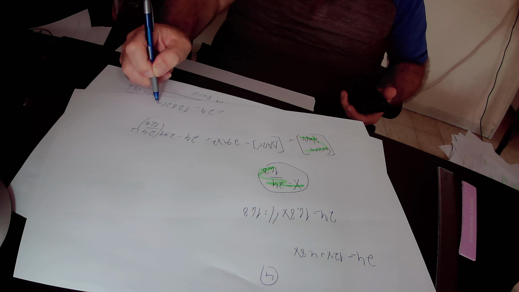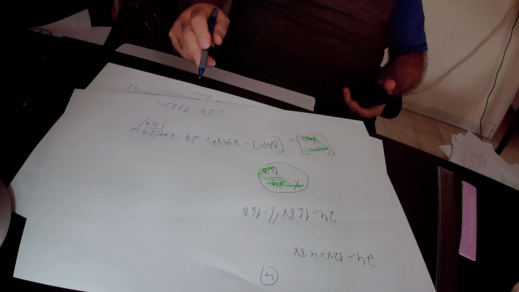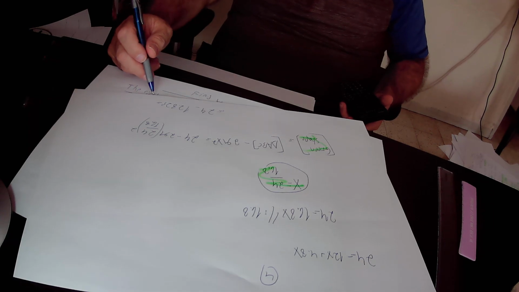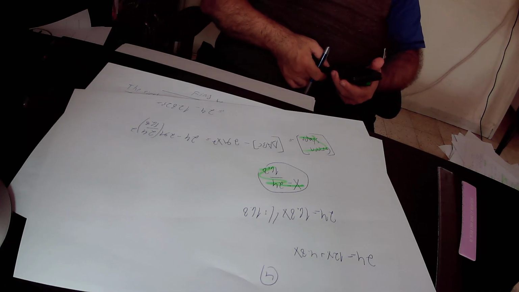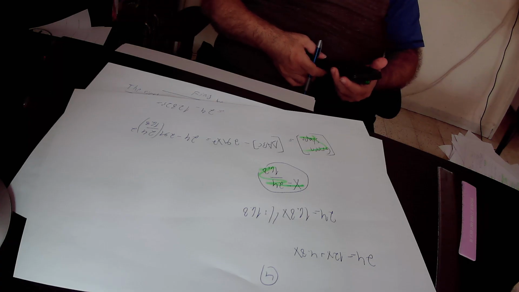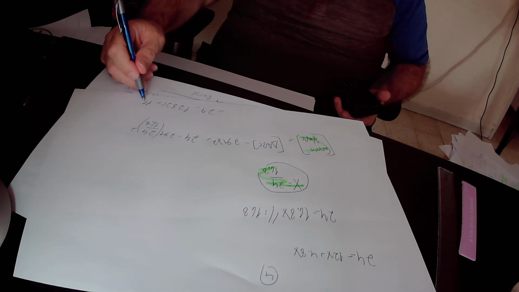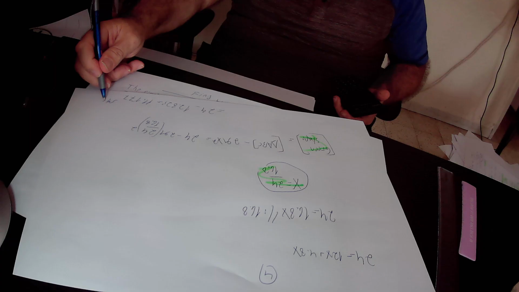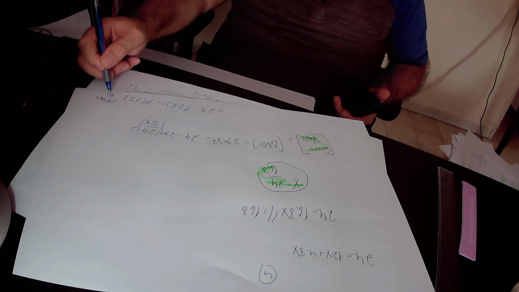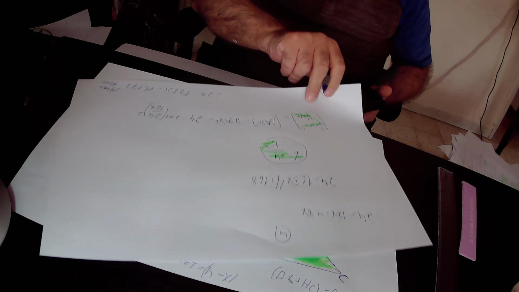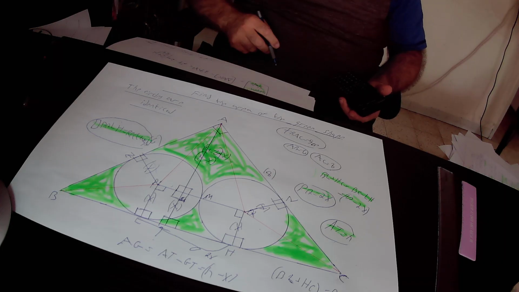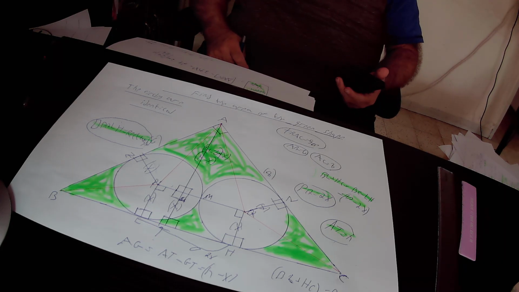In total, therefore, the area equals 24 minus 12.823. In total, it is equal to 11.177 square meters in size. So we found that the area of this green shape in total is equal to 11.177 square meters in size.